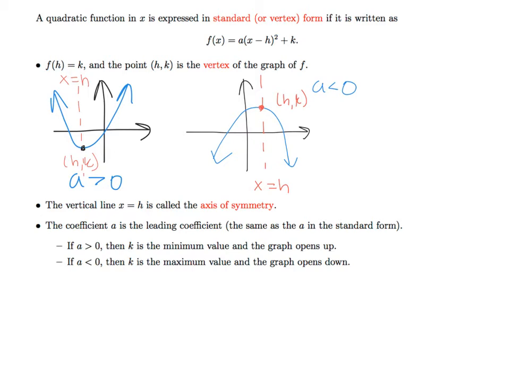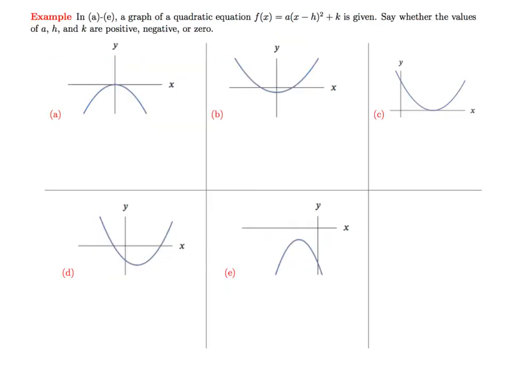So let's take a look at an example, and when we're finished with that example, we're going to summarize what we've seen in all three different forms of a quadratic function: the general, factored, and standard form. Okay, in parts A, B, C, D, and E, we have 5 different quadratic functions graphed, and based on the properties of the graph, whether it opens upward or downward, where the vertex is located, that's going to identify what the signs of a, h, and k are going to be.